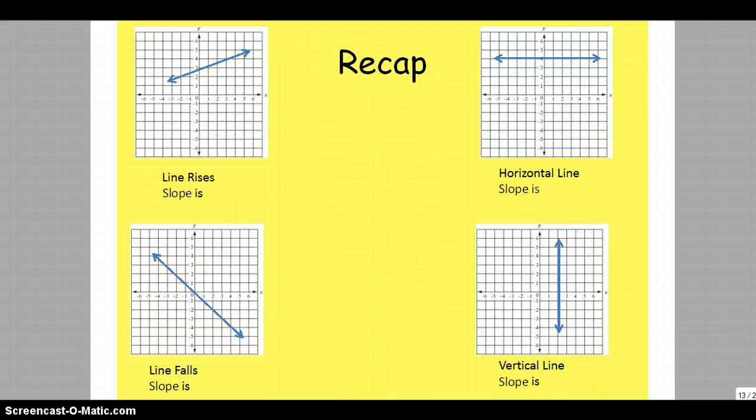Okay, let's do a quick recap. If the line rises, the slope is positive. If the line falls, the slope is negative. A horizontal line always has a slope of 0. And a vertical line has a slope that is undefined.